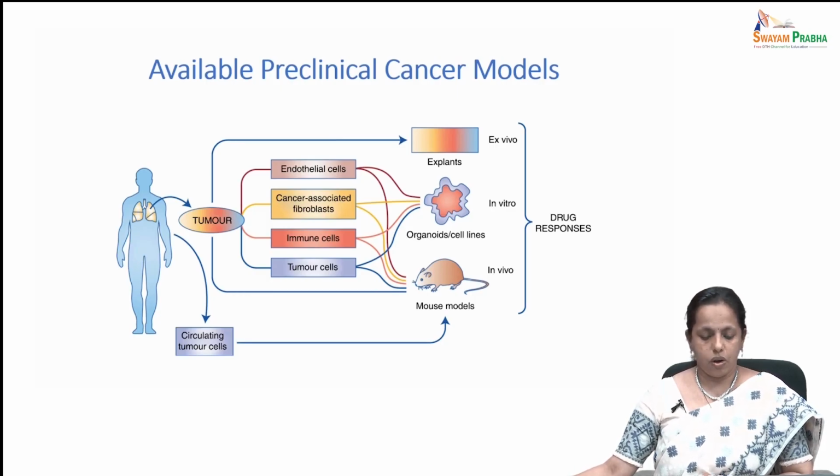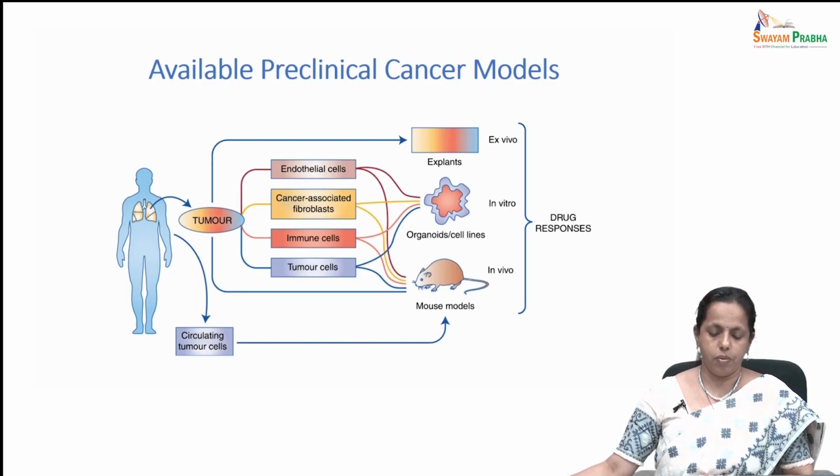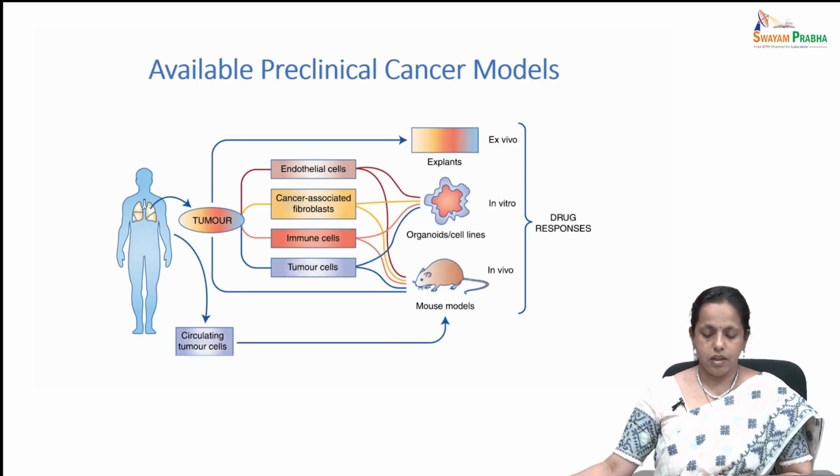The organoids or the cell lines would have only the tumor-specific cells. These two, the organoids and the cell lines, are the in vitro models, whereas the explants are also in vitro models, but some of them are ex vivo, and the mouse models are the in vivo models. Very interestingly, there are mouse models taking circulating tumor cells as well.